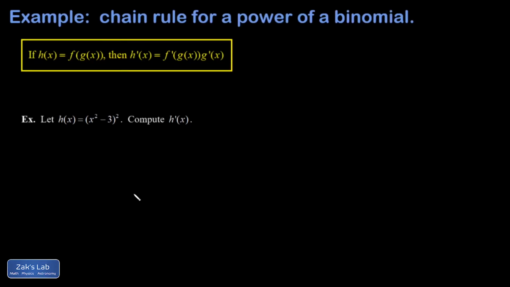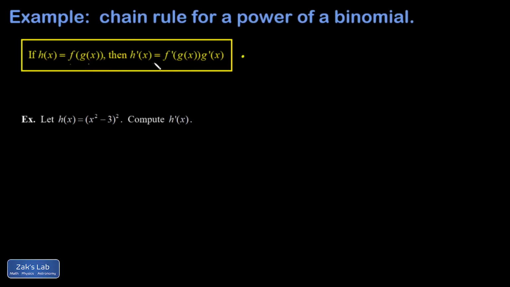This video is just a quick review of how the chain rule works. And in this yellow box, I've stated it the way it usually appears in a calculus book. It says, suppose that h of x is a function of a function. So it's f of g of x. That means g of x is the interior function.